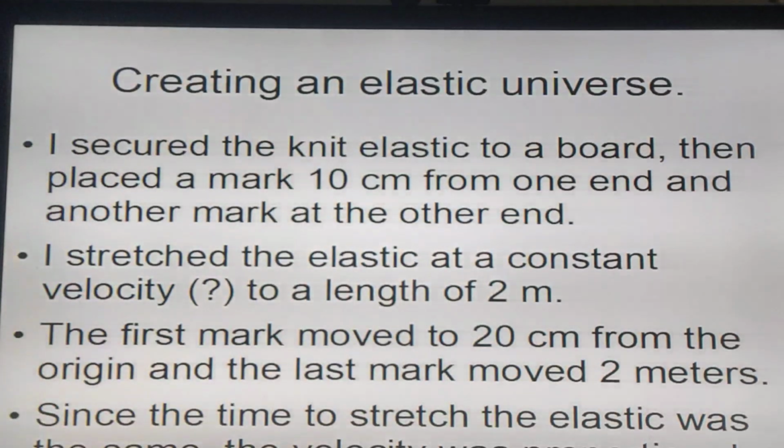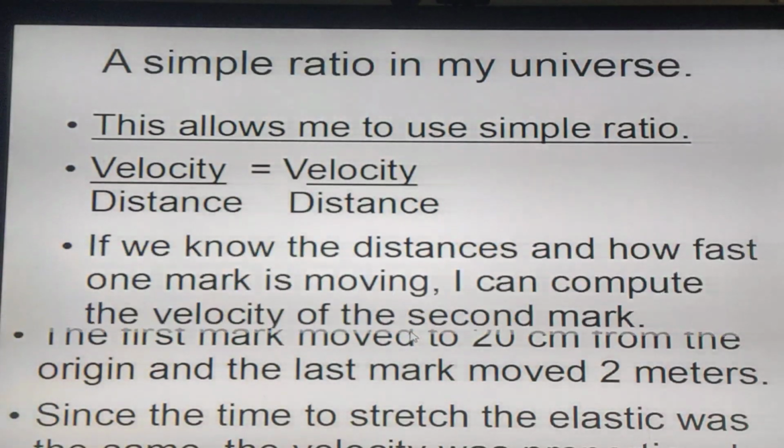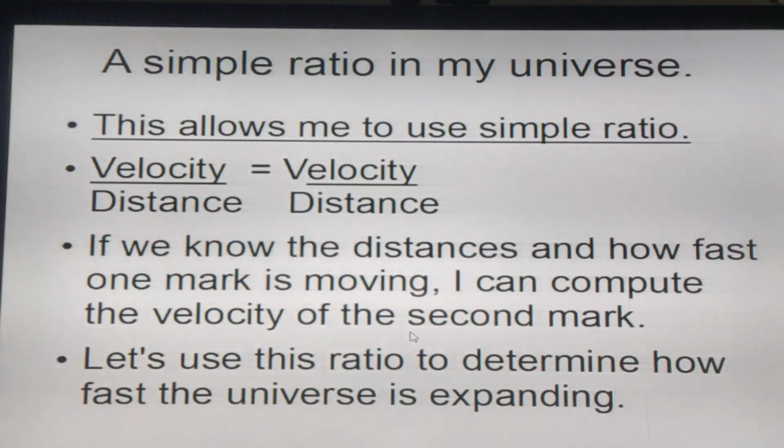I stretch the elastic at a constant velocity, not that it makes a difference, to a length of 2 meters. When I did that, the first mark moved to 20 centimeters from the origin, and the last mark moved 2 meters. That's how far I stretched it. Since the time to stretch the elastic was the same, the velocity was proportional. So there's a simple ratio formula we can use. Velocity divided by distance is equal to velocity divided by distance. It's 1 over time, actually. So if we know the distance and how fast one mark is moving, we can compute the velocity of the second mark. So let's use this ratio to determine how fast the universe is expanding.